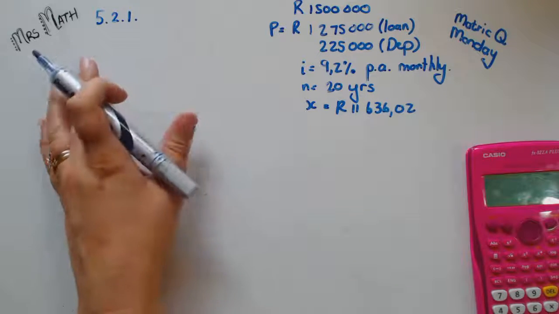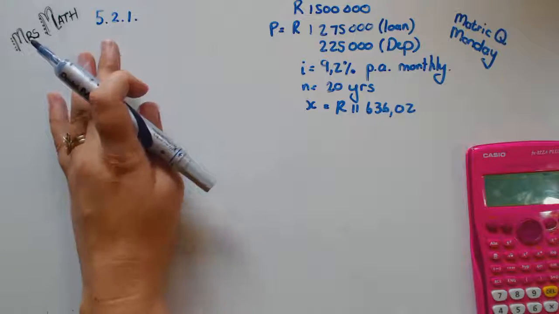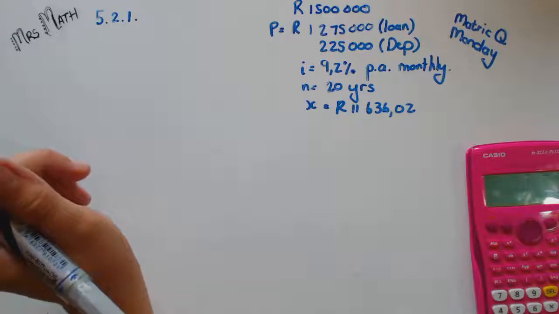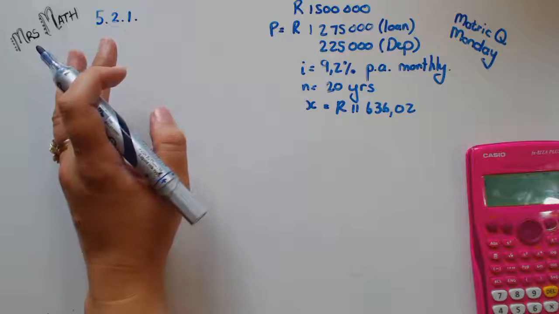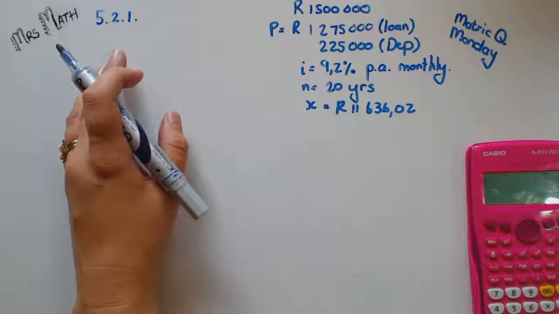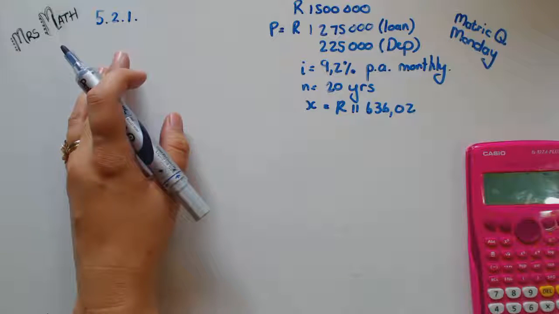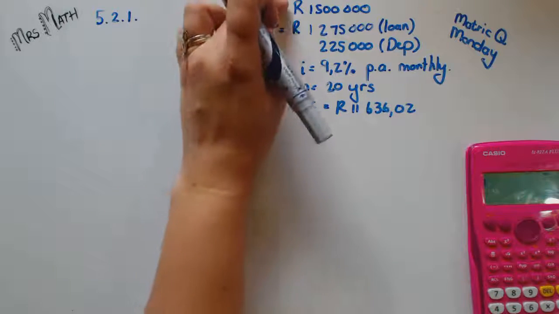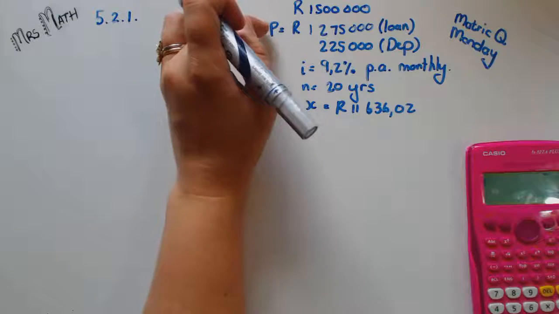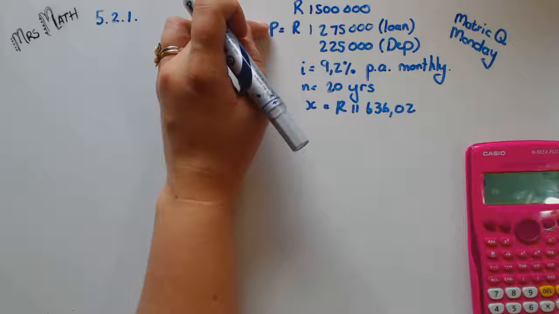Okay, so I'm continuing with question 5.2.1. In the previous video, I did 5.1. Now it's 5.2 of this financial mathematics question. It says Harry buys a property for 1.5 million, and after paying a deposit, he takes out a loan for the remaining amount of 1.275 million.